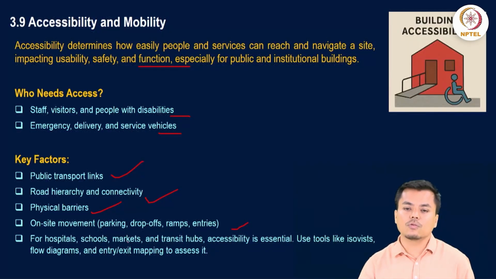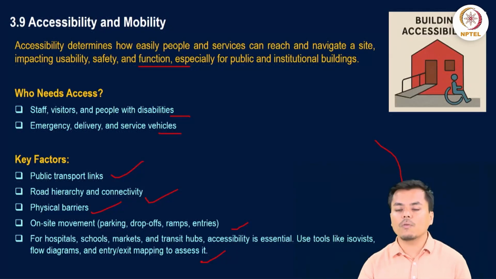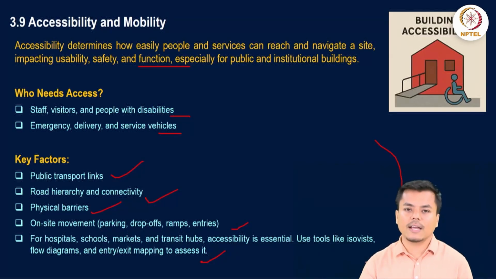For hospitals, schools, markets and transit hubs, accessibility is essential. Use tools like isometric widths, flow diagrams and entry or exit mapping to assess it. Partly, the inferences can also be gathered from the case study, for how the building responds to these requirements. Accordingly you have to think of its relevance for your project in your respective site also.